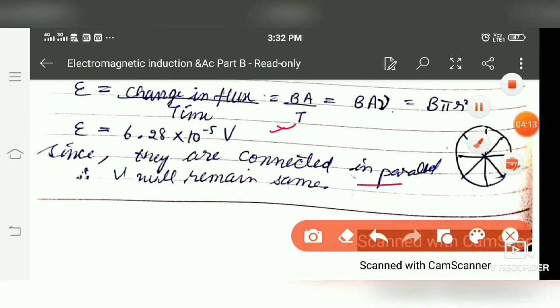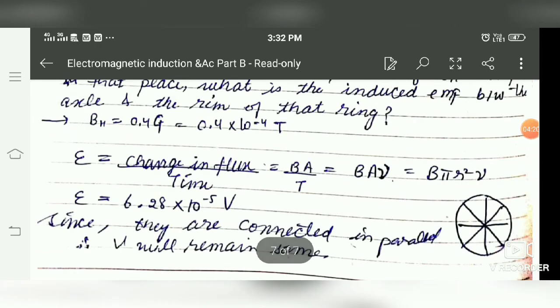Since they are connected in parallel, for the parallel connection the potential difference remains the same.